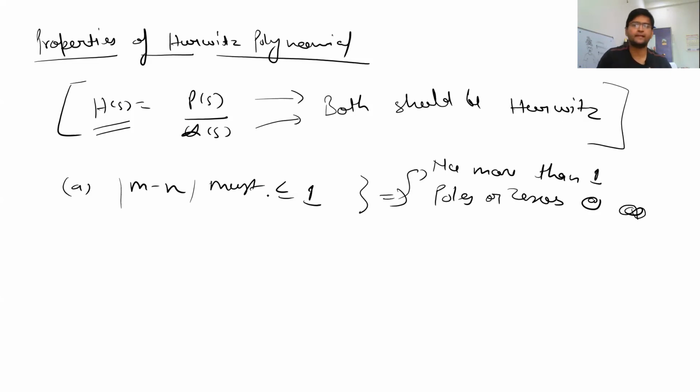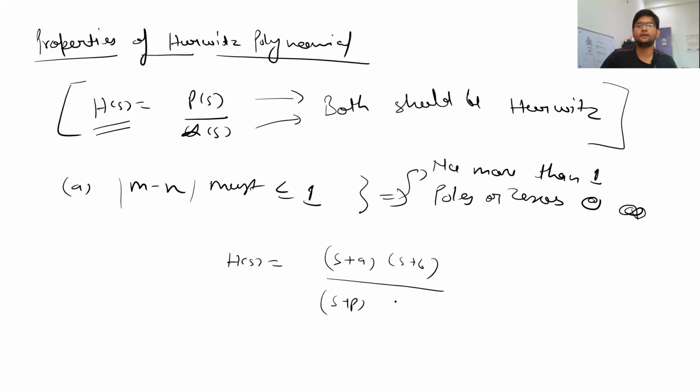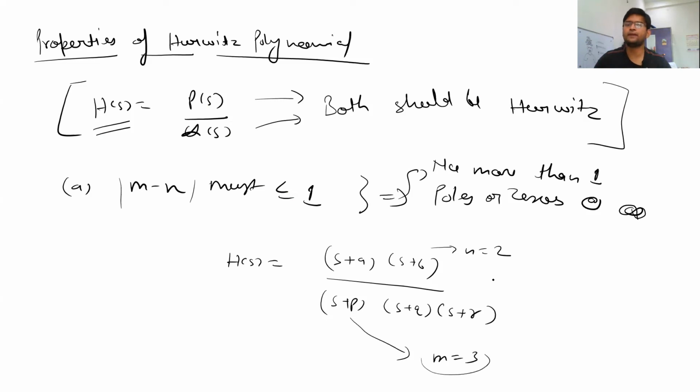So let us see. If you have a function H(S) is equal to (S plus A)(S plus B) divided by (S plus P)(S plus Q)(S plus R). So what is the degree of the numerator? Basically, if you multiply out, you will get N is equal to 2. And you can easily see that the denominator will have a degree of M is equal to 3. So what is the difference between M and N? It is 1. So 3 minus 2 is 1.